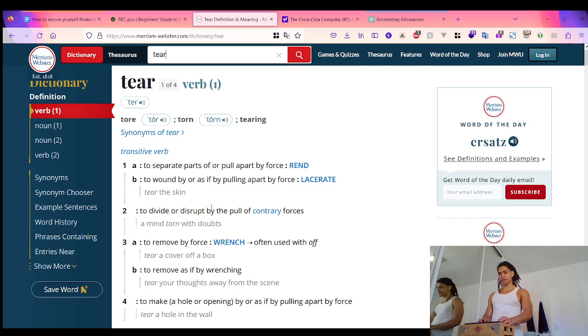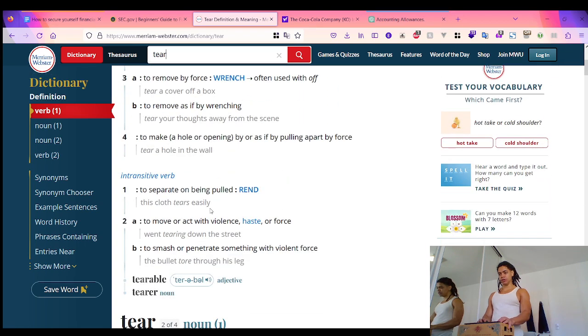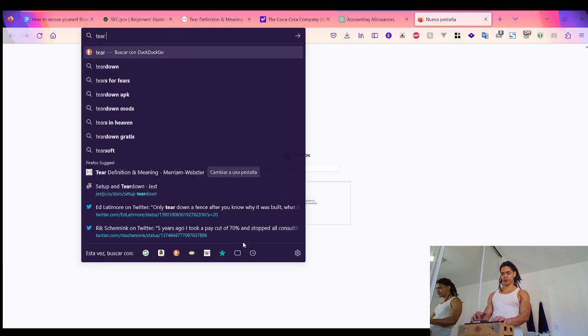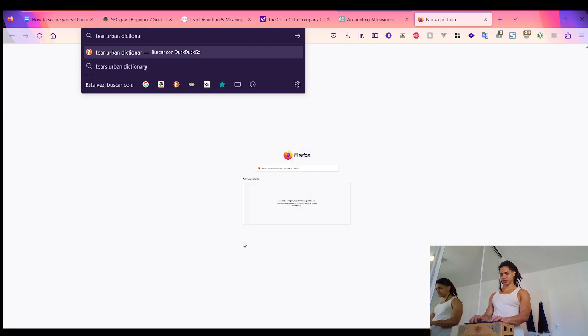As a verb, it is an action of violence, when disclosed, tears easily. Interesting. When tearing down the street. Okay. First, now I would like to see what the Urban Dictionary says for tear.